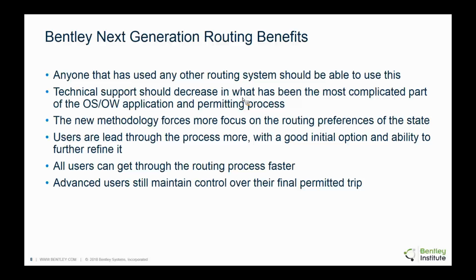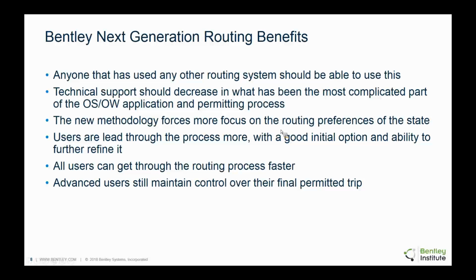So what we feel like is happening with this is that technically more people will be able to do the routing without needing the permitting office involved. And this new methodology forces focus on the routing preferences so that if you've got good restrictions defined, good work zones, those kinds of things defined, and they're in the system and they're up to date, then the system will automatically work around those things and give you a good trip that doesn't cause any problems.